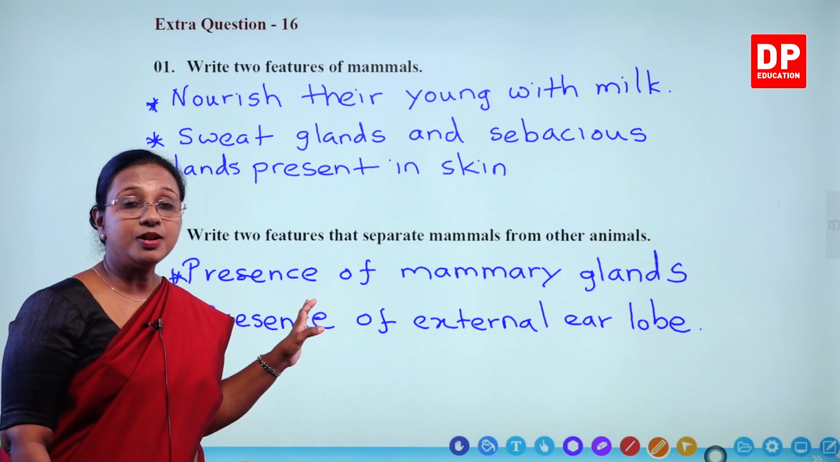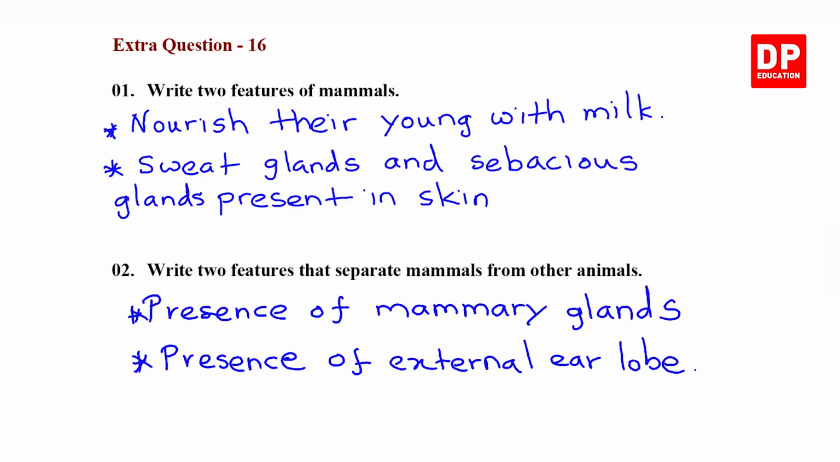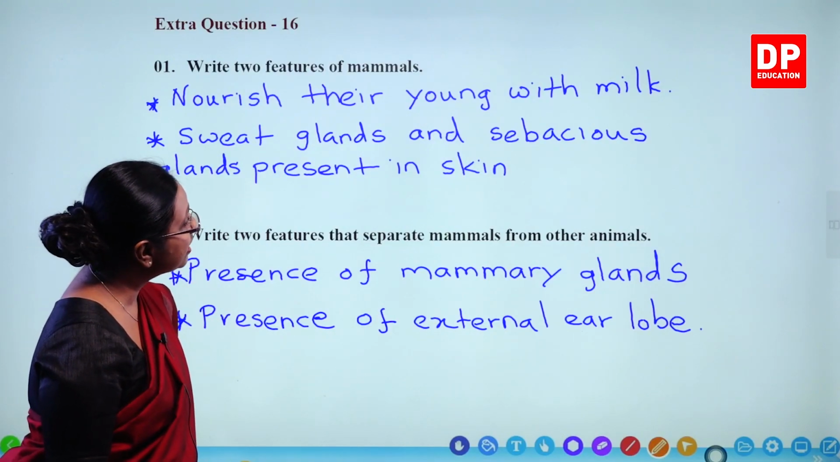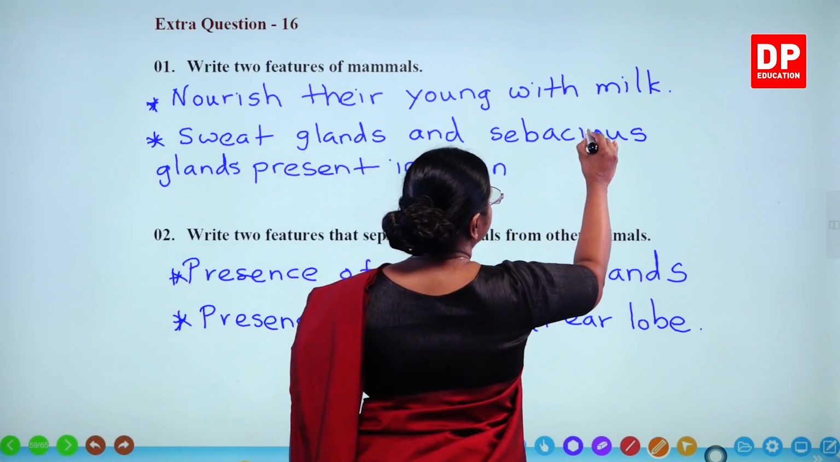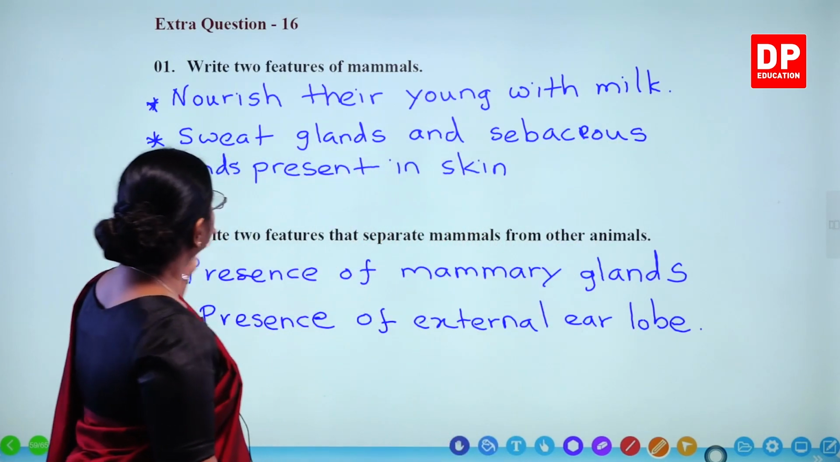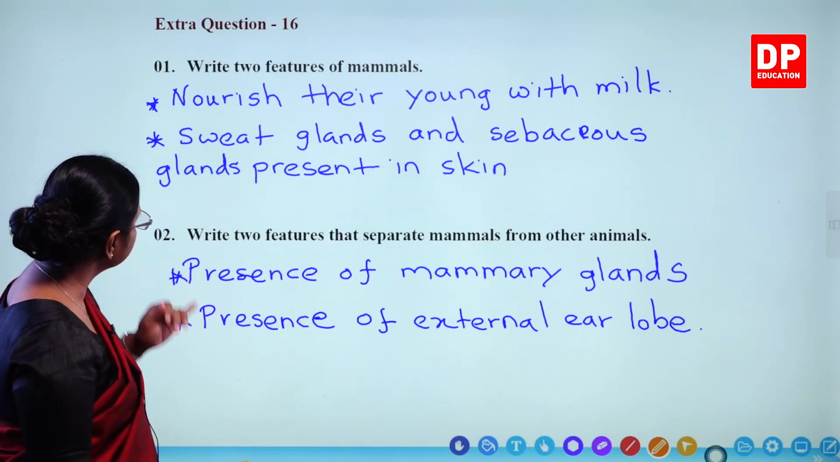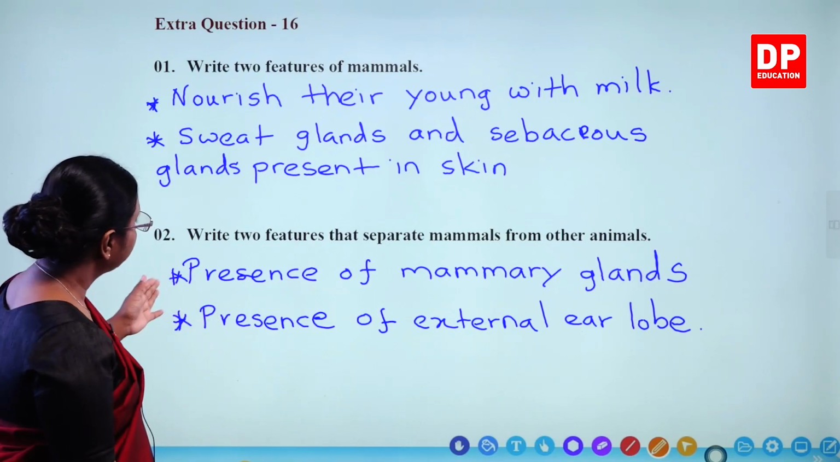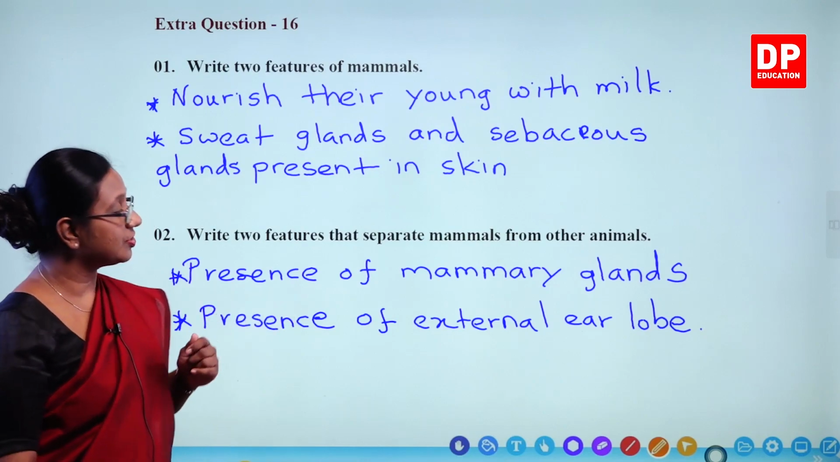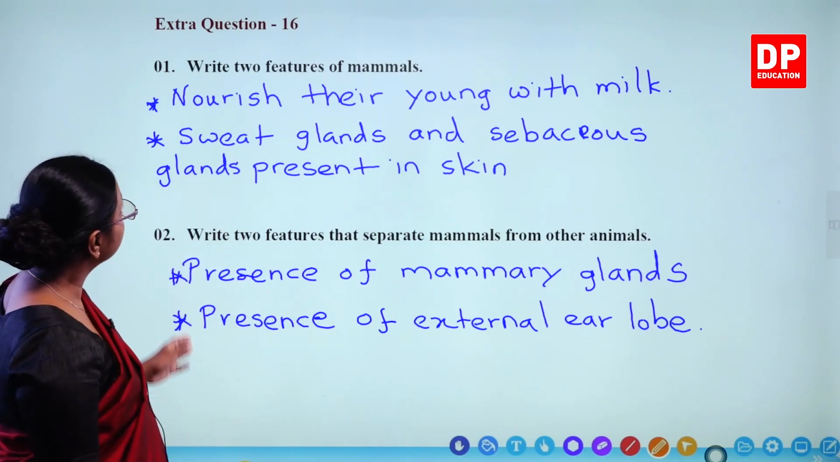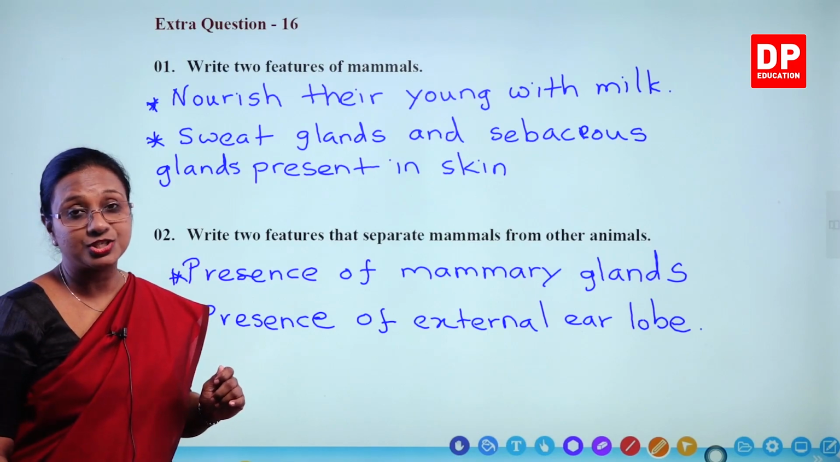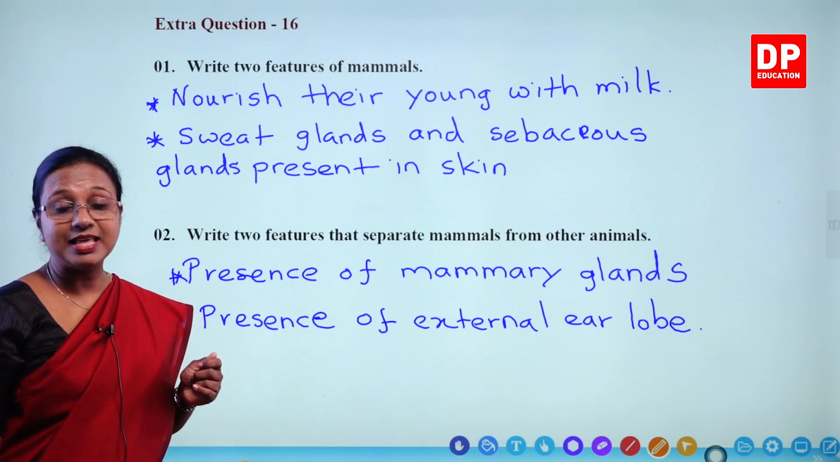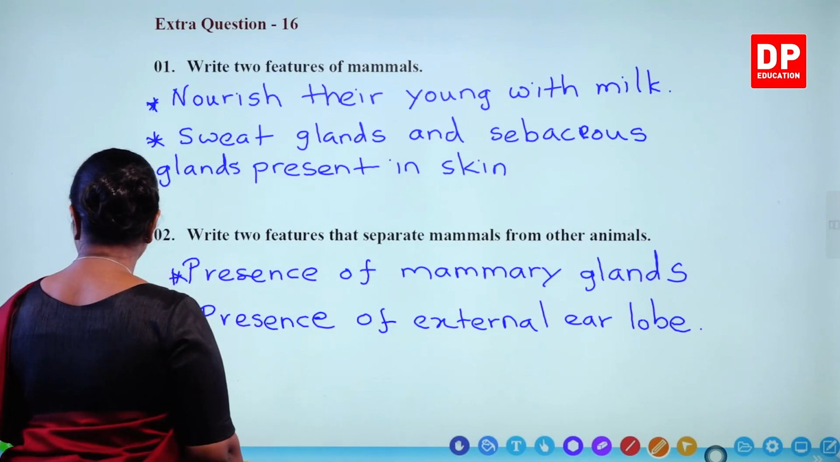Is that okay for you all? Did you all understand it? So the question, write 2 features of mammals. I have written here, nourish their young with milk, sweat glands and sebaceous glands. Sebaceous glands are present in skin. And then the second one, write 2 features that separate mammals from other animals. Presence of mammary glands and presence of external earlobe. So those are the answers to these questions. I am sure you were able to answer them. With that, I will move on to the next one.